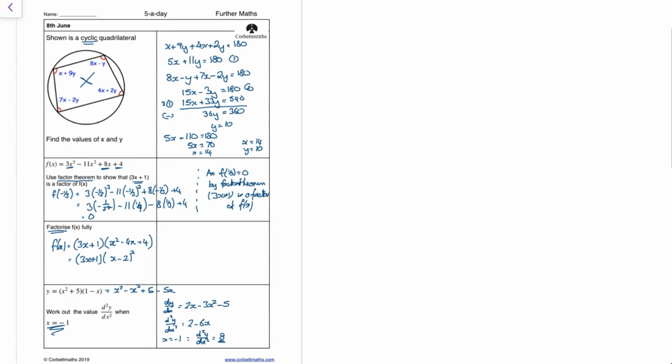Usual comment, really. Decent mix of questions today. First one could be GCSE. Second and third one, definitely further maths. And the last one, definitely further maths, because you don't differentiate at GCSE.